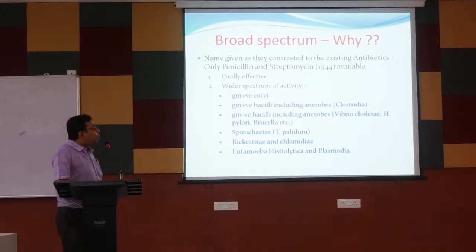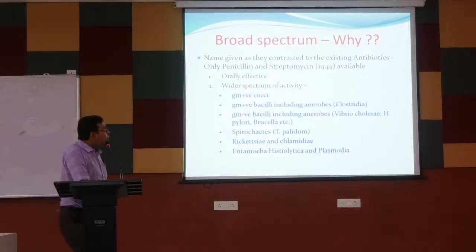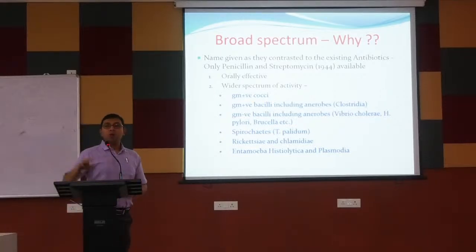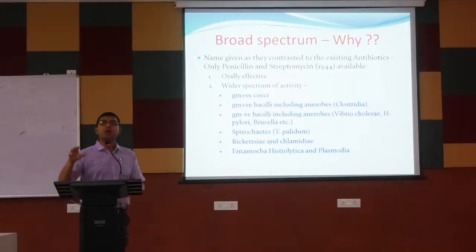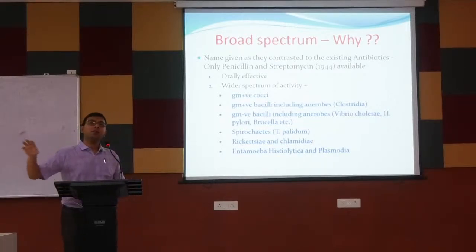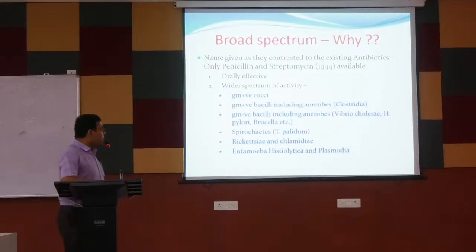It is active against gram-positive cocci, gram-positive bacilli including anaerobes, gram-negative bacilli including anaerobes, spirochetes, rickettsia, chlamydia, Entamoeba histolytica, plasmodium. So you can see these are miscellaneous bacteria. Spirochetes, rickettsia, chlamydia are less affected by other antibacterial agents. So that's why it is known as a broad spectrum antibiotic. But the problem is that due to injudicious use, many organisms have become resistant to these broad spectrum antibiotics. That's why it is used in selected cases.